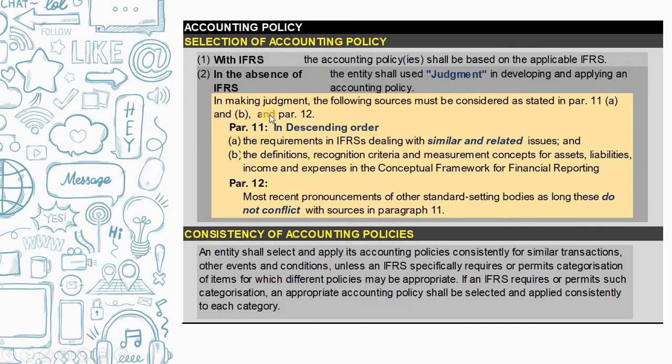This shall be in descending order. Letter A, the requirements in IFRSs dealing with similar and related issues, and the definitions, recognition criteria, and measurement concepts for assets, liabilities, income, and expenses in the conceptual framework for financial reporting. And in paragraph 12, a source of accounting policy could also be the most recent pronouncements of other standard-setting bodies as long as these do not conflict with sources in paragraph 11. So these are the sources of accounting policies in case there is no applicable IFRS to a specific transaction and the entity will use judgment in the selection of accounting policies.